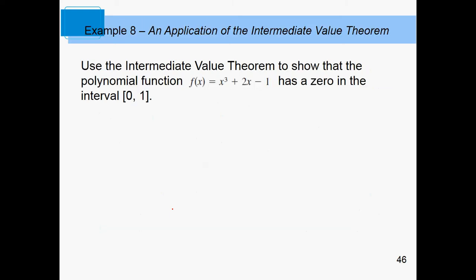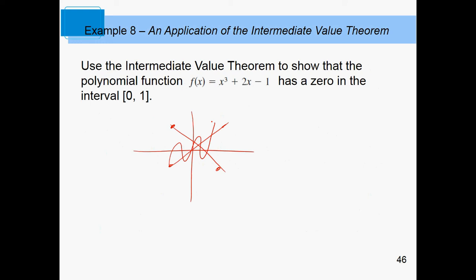For example, use the intermediate value theorem to show that the polynomial has a zero in the interval from 0 to 1. So that means if it has a zero, somewhere it has to be higher and somewhere it has to be lower so that it crosses, right? It has to cross the x-axis to have a zero. It could look like this. It could look like this. It could look like this. There may be more than one.